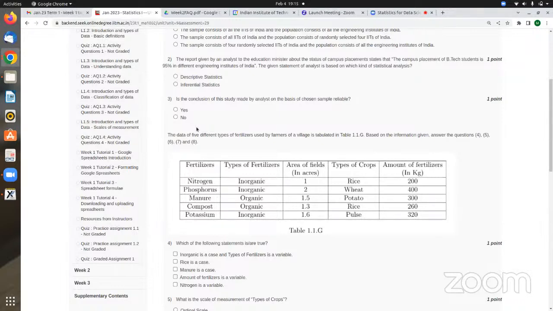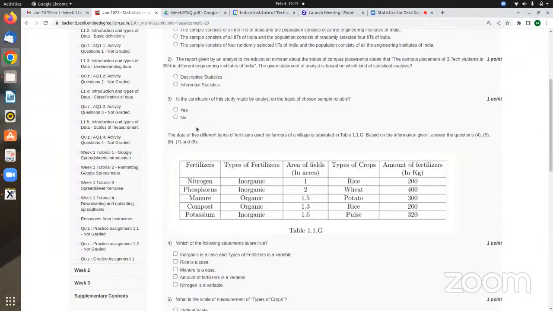Sir, does it mean all the answers are right? It means rice is a case, manure is a case, and... No. Rice is not a case. Only nitrogen, phosphorus, manure and compost are cases. Sir, if we have only one rice in the type of crop, still it is not a case. Still.